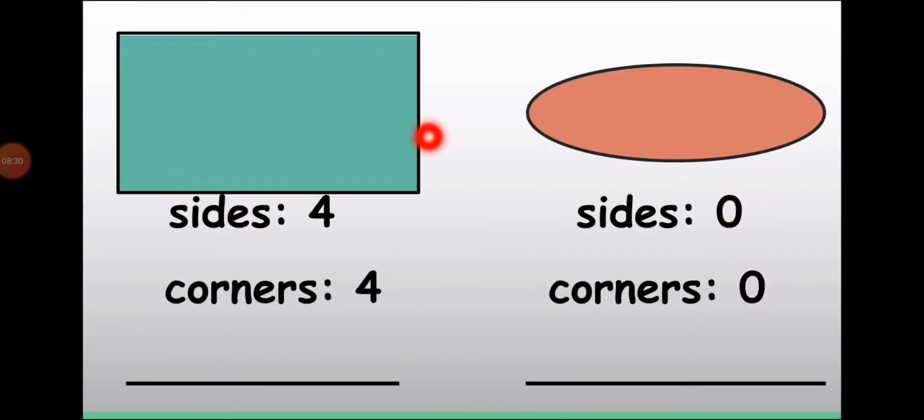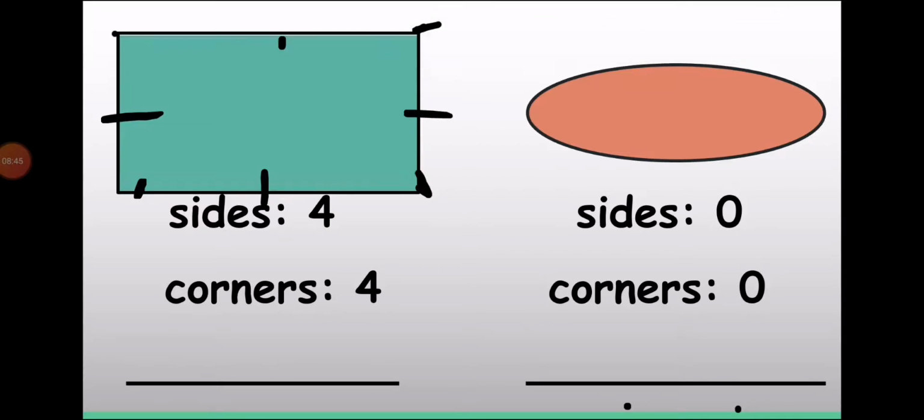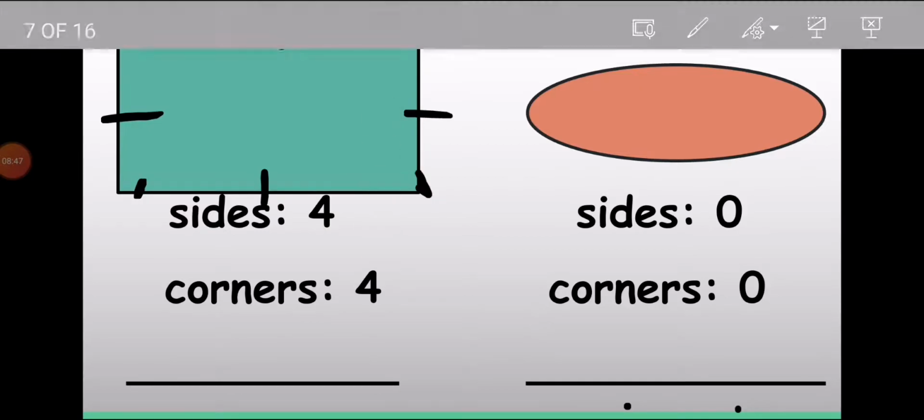Now we have also discussed some 2 more shapes here. Again, they are 2D shapes. First side, count the sides. 1, 2, 3, 4. 4 sides. Now corners. 1, 2, 3, 4 corners. So it has 4 sides and 4 corners.